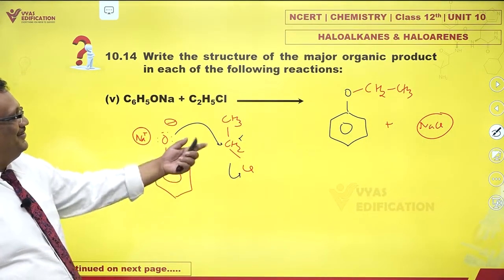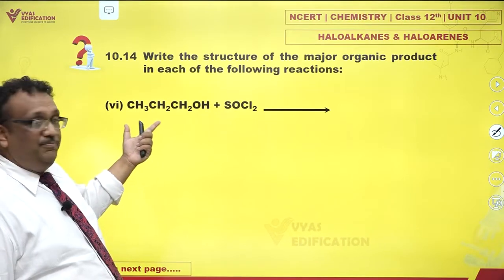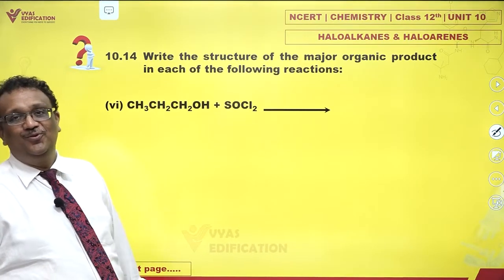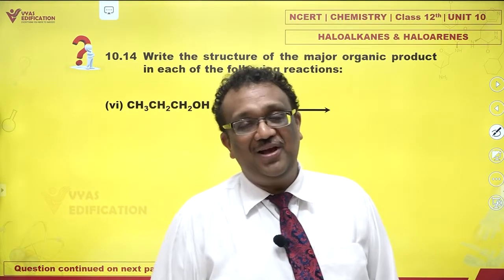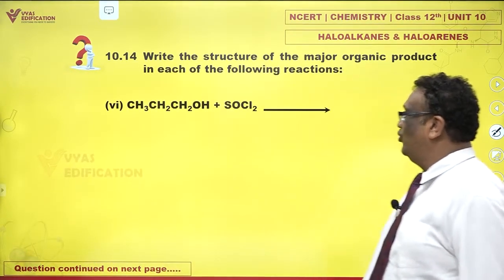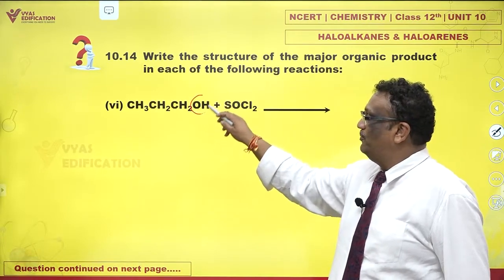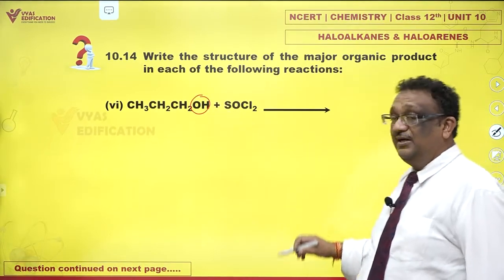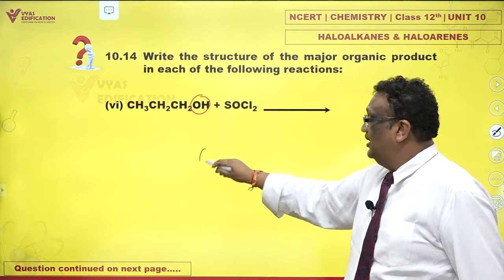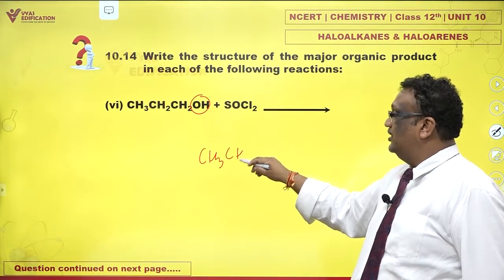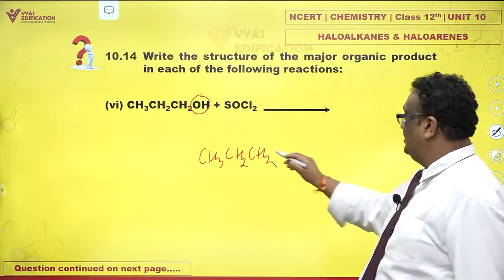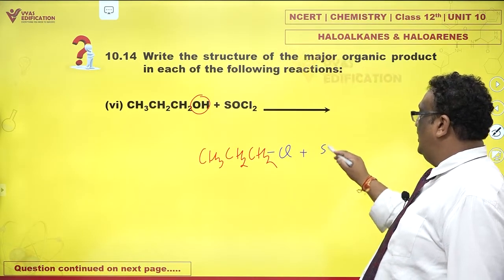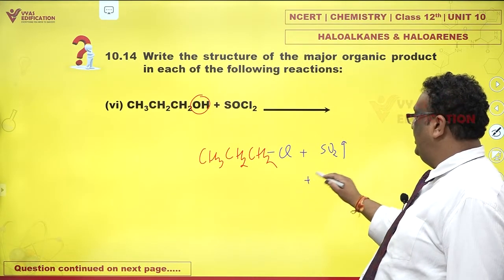Yeah, there we are. You have propanol and SOCl2, the very famous thionyl chloride. This is Darzens' reaction. What do I get? SOCl2 replaces OH by Cl. It is a halogenation reaction. I get CH3CH2CH2, and the change happens here. I get Cl and SO2 and HCl.